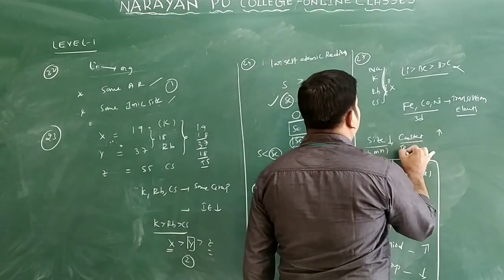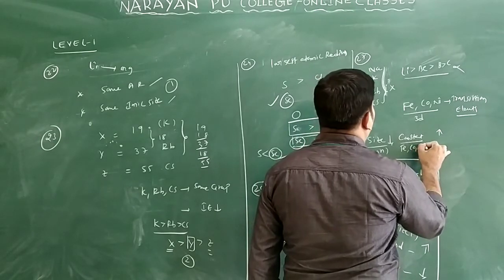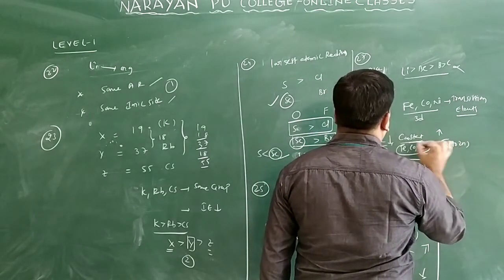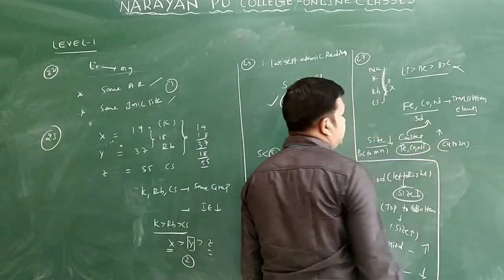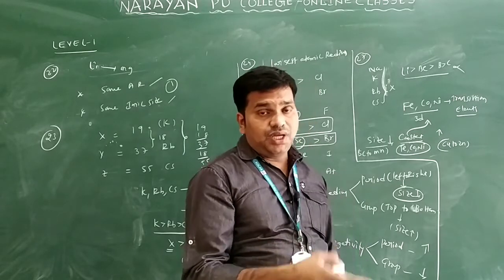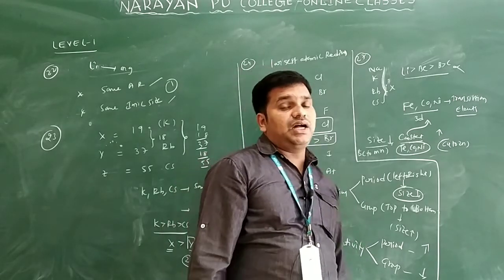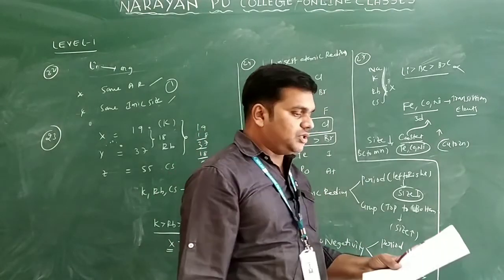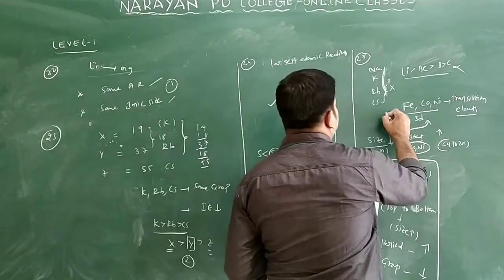Constant for iron, cobalt and nickel. Then it increases from copper to zinc. So which one is constant? Atomic radius is constant for iron, cobalt, nickel. We already discussed this question in the atomic radius of the 3d transition series. So what is your answer? Your option is 3.